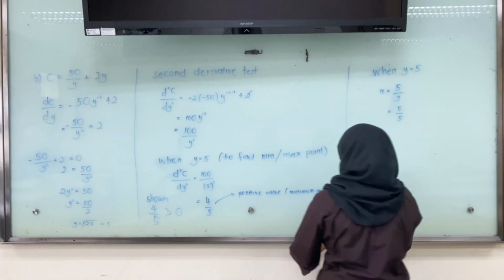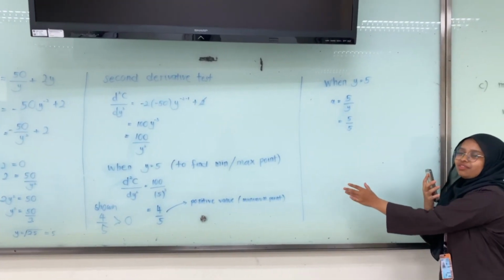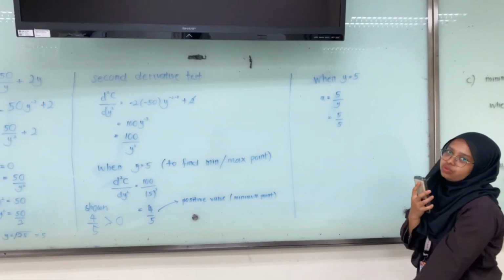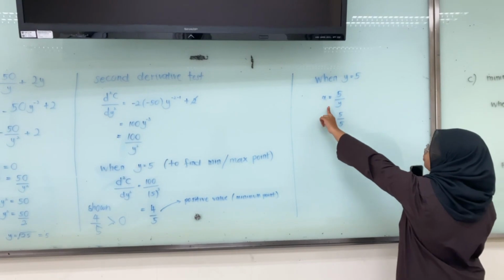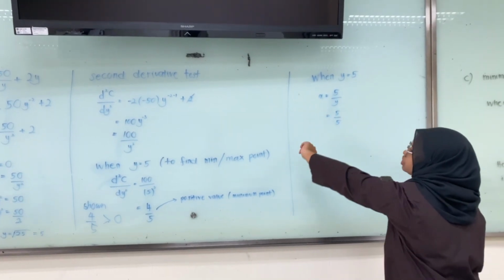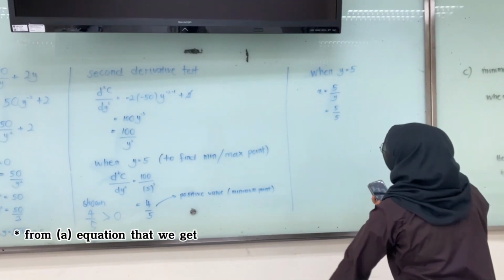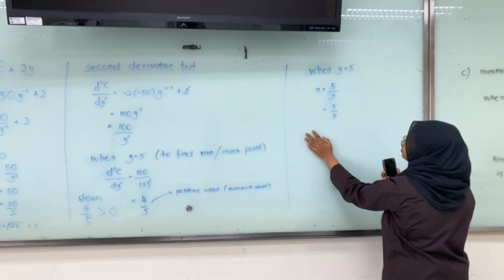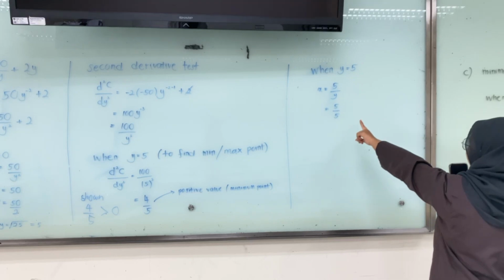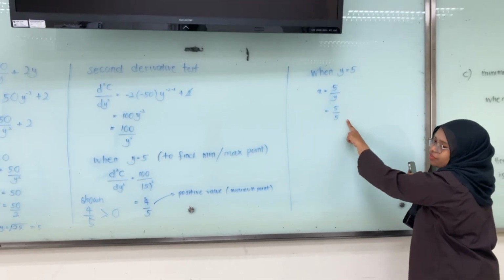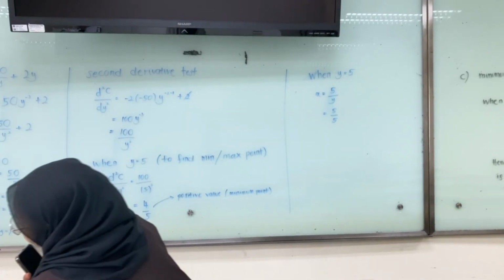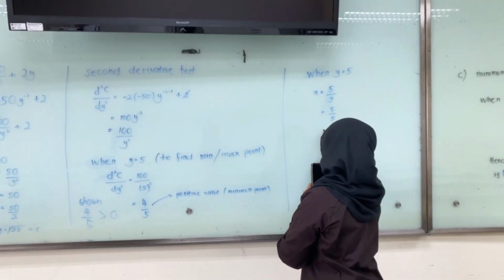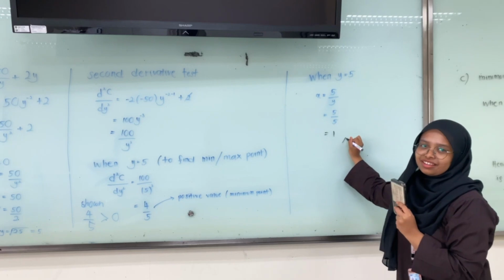Okay, we have got the value of Y, which means Y is equal to 5. Then we want to find X. So we will use the first equation, which means X equals 5 over Y. Next, we substitute 5 into Y. So 5 over 5, we will get 1.